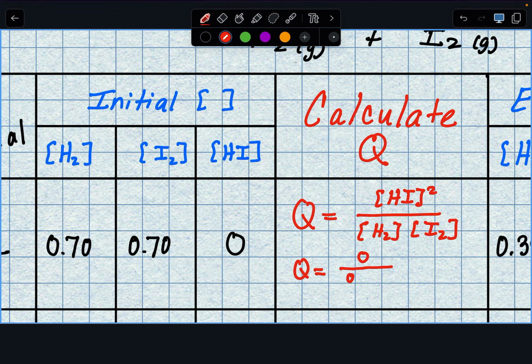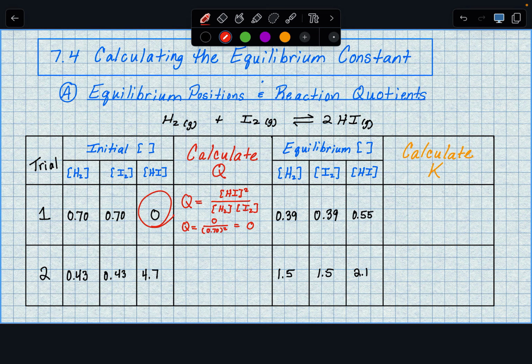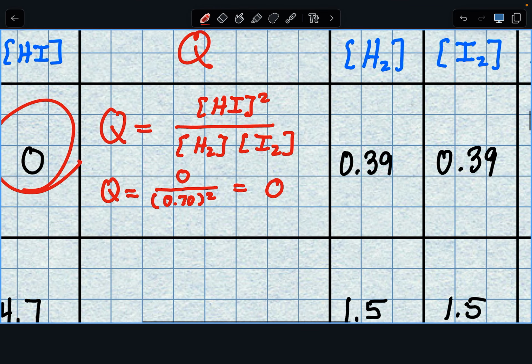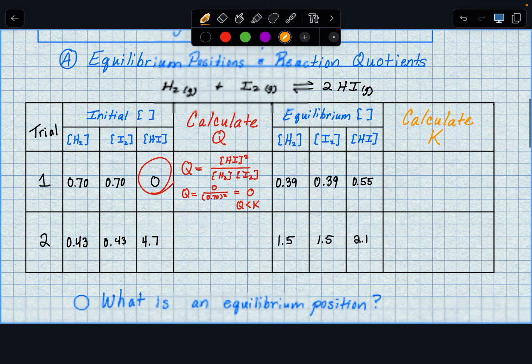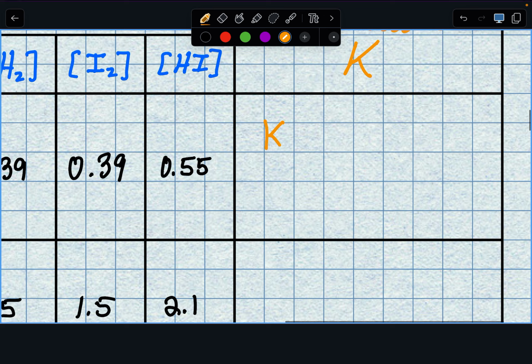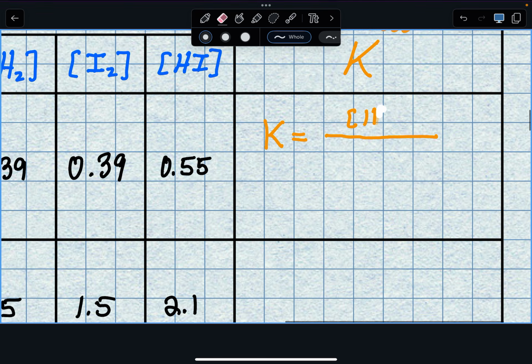Now these values are pretty easy because we have 0 in the numerator and then 0.7 twice. I'm just going to say squared just to save some room. But in the end, this equals 0. And what that means is we need to make products. So this reaction will shift right. We can also say that we know its Q is less than K because we have 0 as a number. So let's calculate the equilibrium constant and see how it relates to this number, which is obviously a 0.